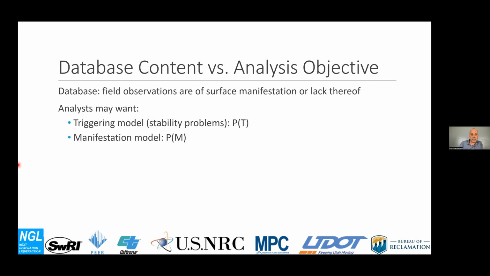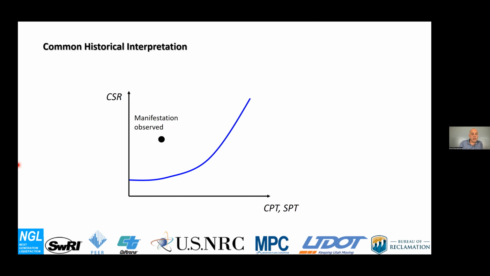Is it going to form ground cracks and lateral spreading and sand boils and stuff like that? So then that brings us to the traditional approach. The common historical interpretation would be that if a site manifested liquefaction, it would be plotted as a solid symbol, and it might be above some threshold line that will separate triggering from non-triggering, or manifestation from non-manifestation. And we would interpret that as being 100% probability that this site triggered because it manifested liquefaction. And conversely, the probability that the layer didn't trigger, even though it manifested, would be assumed to be 0. That's not necessarily true. You can get sand boils without reaching 100% excess pore pressure ratio.